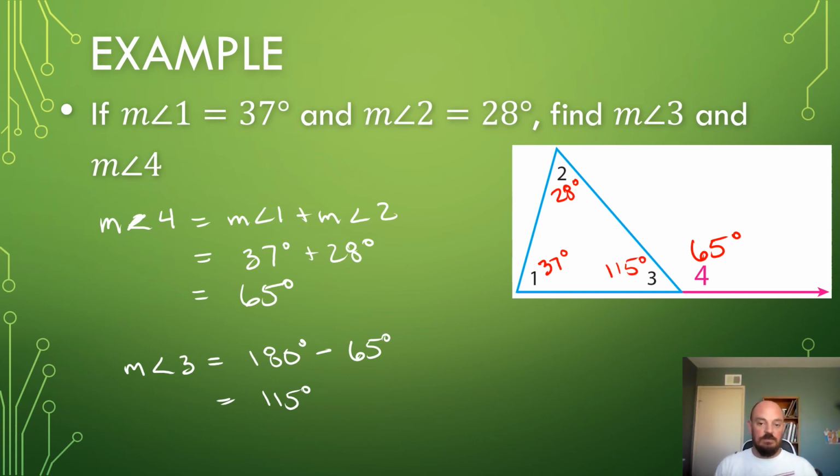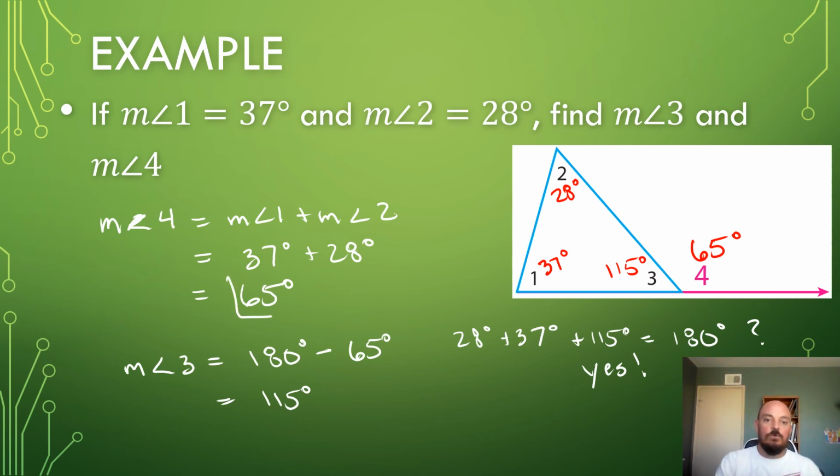And in fact, this will verify the triangle sum theorem for us. Now that we have our answer, we can check to see if those 3 interior angles do add up to 180. So we can say, does 28 plus 37 plus 115 equal 180? And the answer is yes, it does. So we know we did our work right. The answers to the question are: angle 4 is 65 and angle 3 is 115.